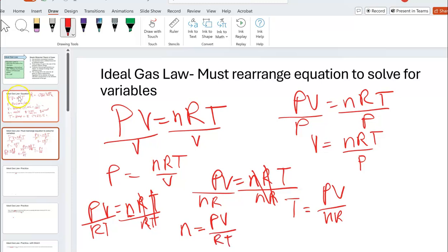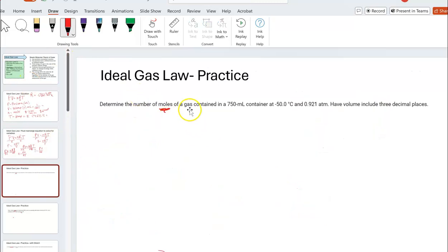Okay, so let's get to a few practice problems. It says determine the moles of gas contained in a 750 milliliter container at negative 50 degrees Celsius with a pressure of 0.921 atmospheres. Have the volume include 3 decimal places.